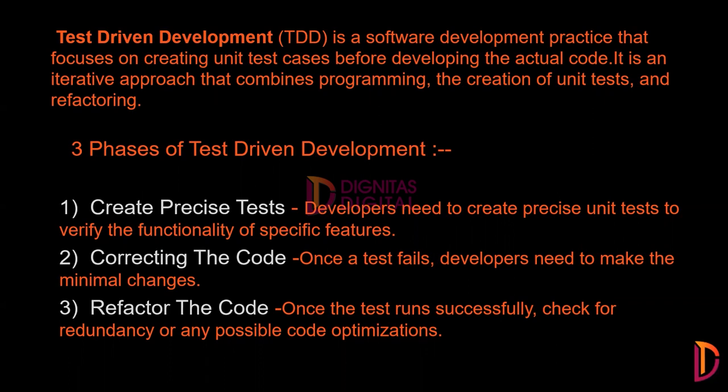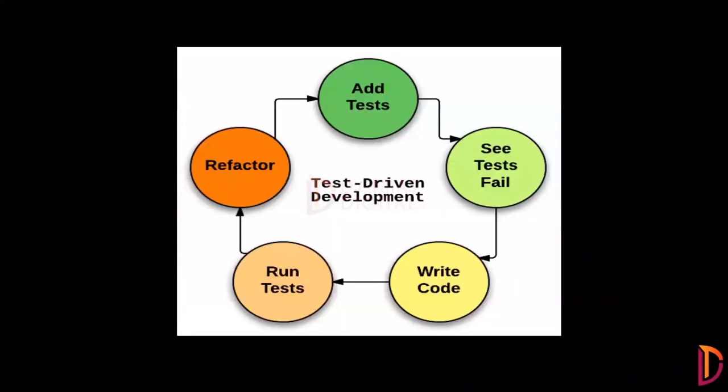Then second is correcting the code. Once the test fails, developers need to make minimal changes to correct the code so that it can run successfully when it is re-executed. Third point is refactor the code. Once the test runs successfully, check for redundancy or any possible code optimization. Refactoring the code is to enhance the overall performance, and refactoring does not affect the external behavior of the program.